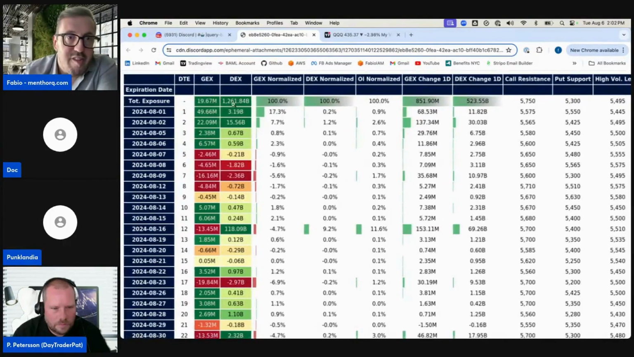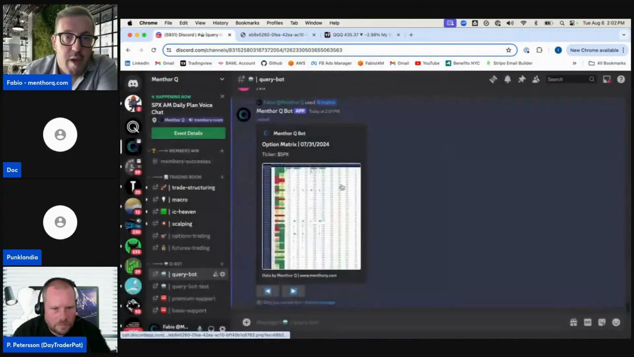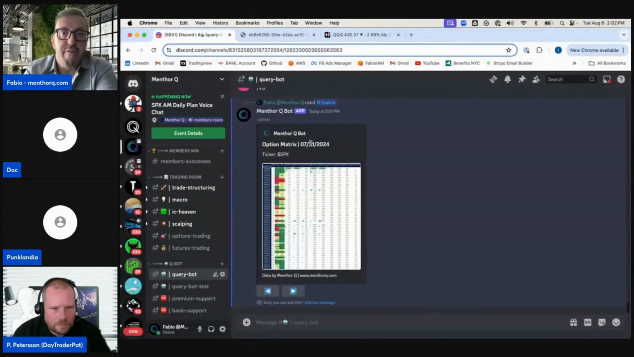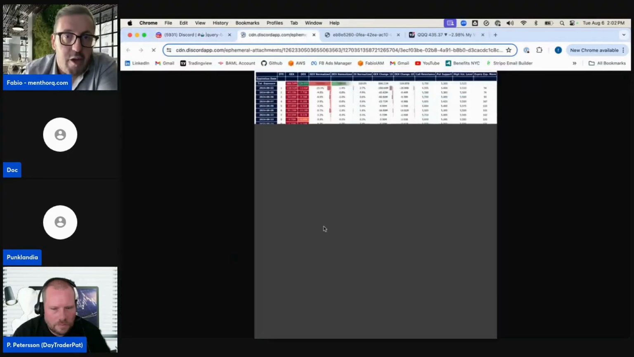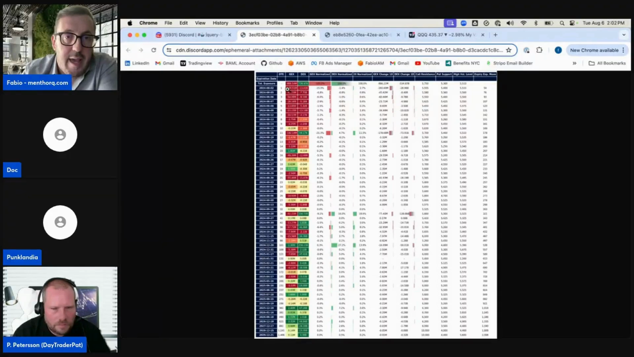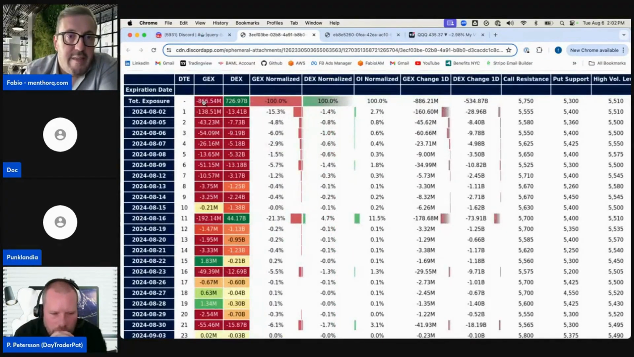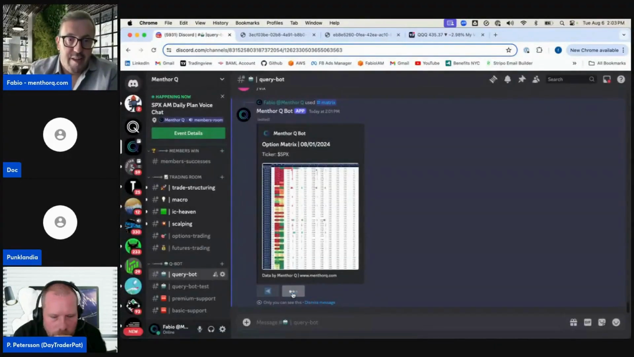So overall, this was the 31st. I went into the matrix and went back to July 31st, but let's go to the 1st of August. On the 1st of August, we see a completely different picture. Compared to a few days ago, we are now in a strong negative GEX. So from one day to the other, we see a complete shift in the gamma. Delta is still positive. And then you can see how the GEX changed over one day, and the DEX changed as well. So we see the shift there. Then we can also go to the next day and see how that changes too.